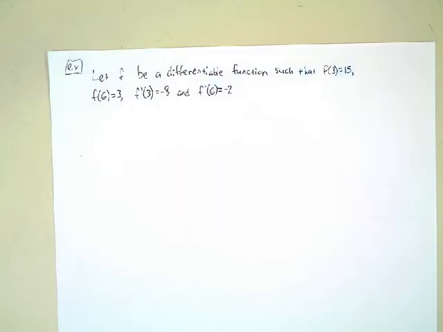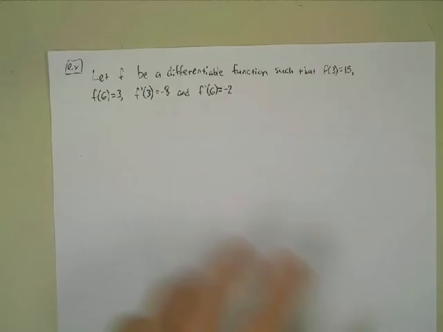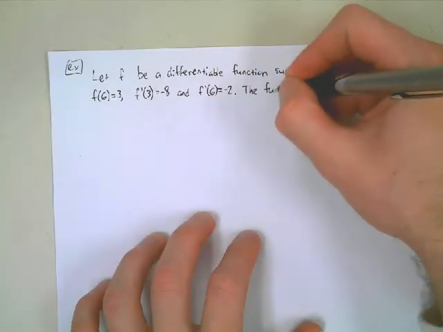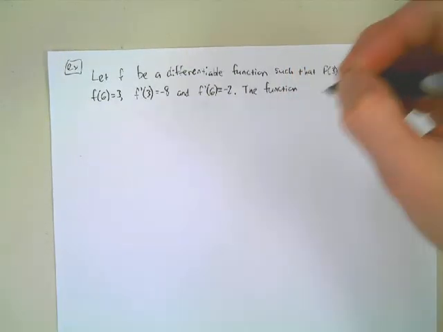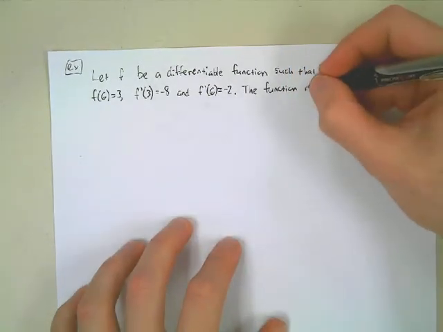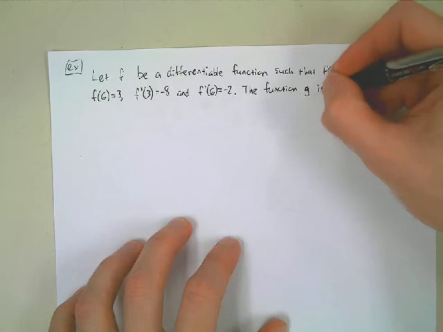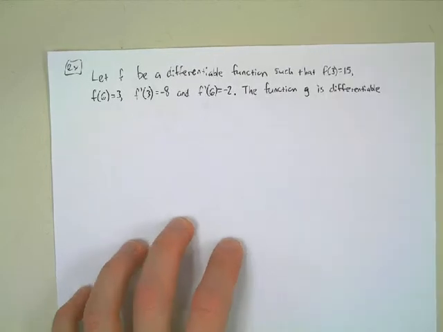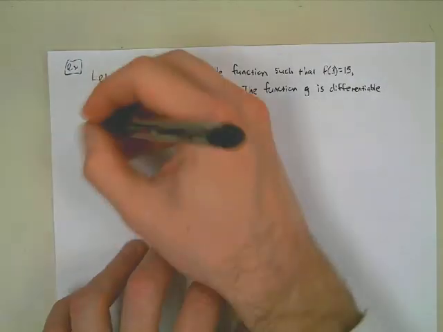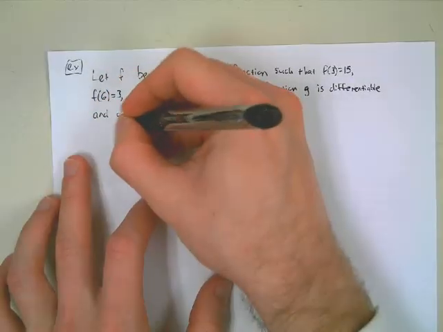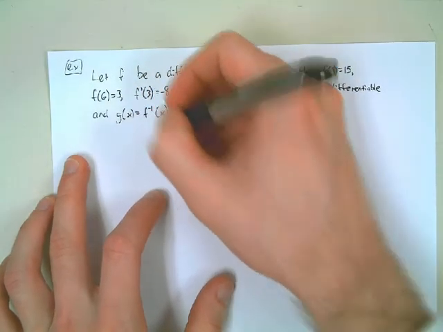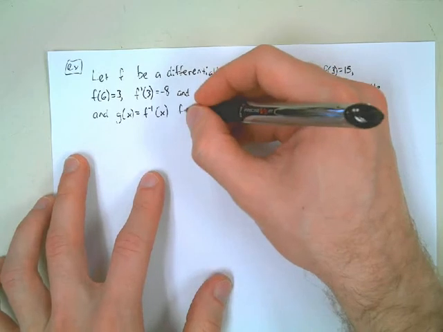The function g is differentiable and g of x is equal to f inverse of x for all x. What is the value of g prime of 3?